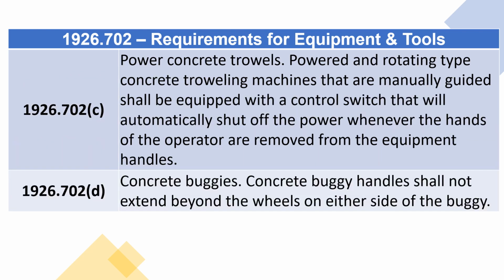1926.702(c), Power concrete trowels. Powered and rotating type concrete troweling machines that are manually guided shall be equipped with a control switch that will automatically shut off the power whenever the hands of the operator are removed from the equipment handles. 1926.702(d), Concrete buggies. Concrete buggy handles shall not extend beyond the wheels on either side of the buggy.